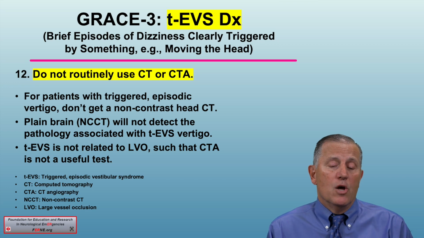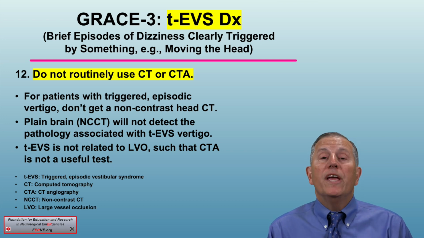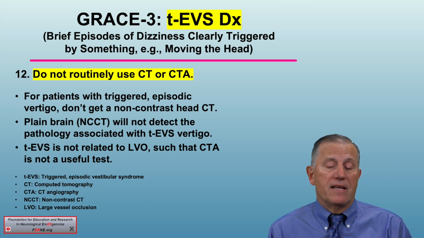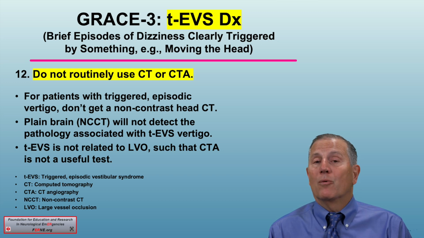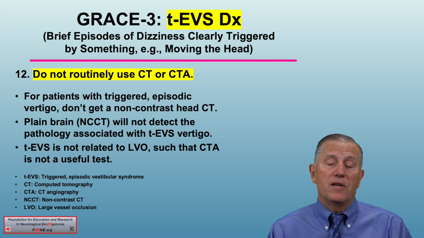Why is that? We know that for patients with triggered episodic vertigo, there's no need to do a non-contrast head CT because it won't reveal the pathology causing this type of vertigo. We know that triggered episodic vestibular syndrome is not related to large vessel occlusion, such that CTA is not a useful test in these particular vertigo patients.